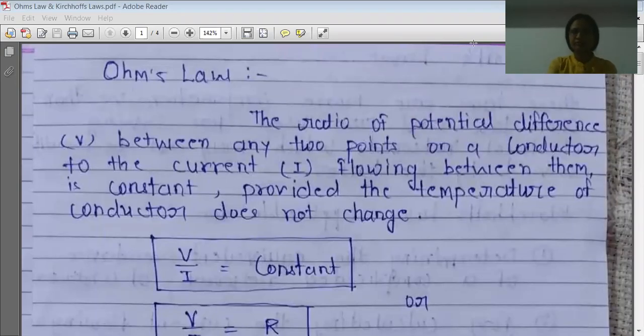Hello everyone. Today we will discuss Ohm's law and Kirchhoff's law. What is Ohm's law?